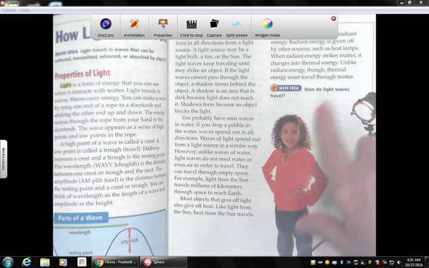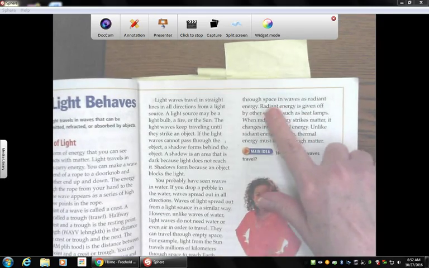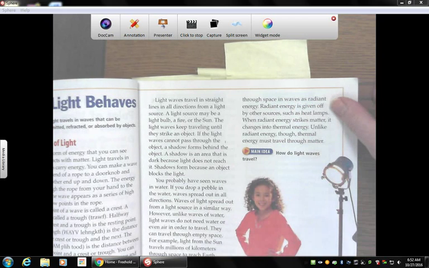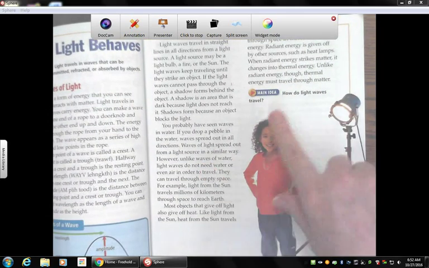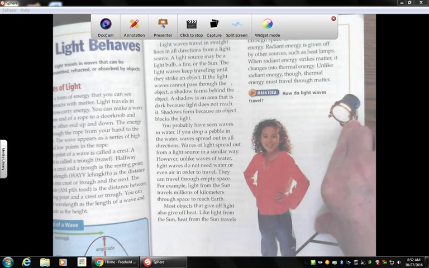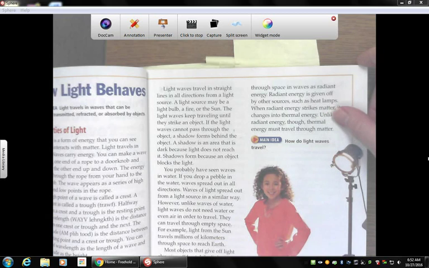Most objects that give off light also give off heat. Like light from the sun, heat travels from the sun through space in waves as radiant energy. Radiant energy is given off by other sources, such as heat lamps. When radiant energy strikes matter, it changes into thermal energy. Unlike radiant energy, though, thermal energy must travel through matter. Okay, so important to note that light waves can travel through non-matter, such as space. There's no matter in space. Thermal energy, okay, has to be traveling through matter. And we saw that when we looked at conduction, convection, okay, that they had to be part of matter.